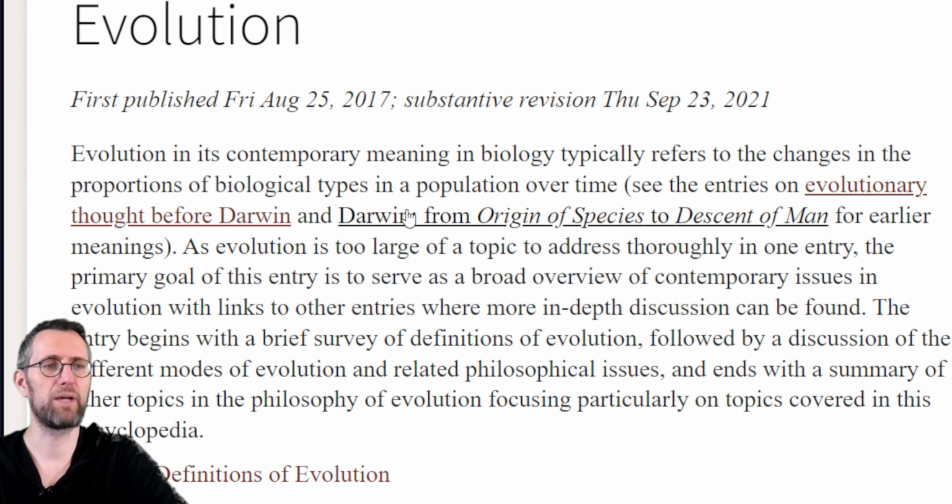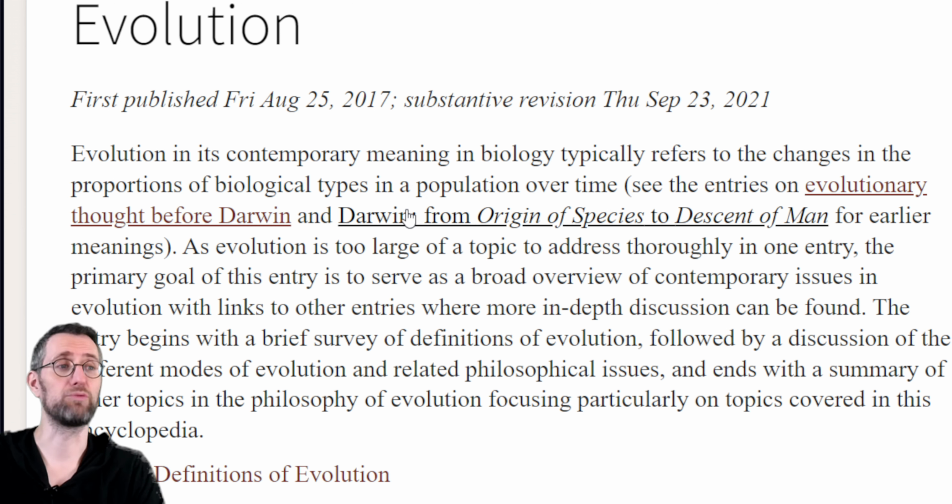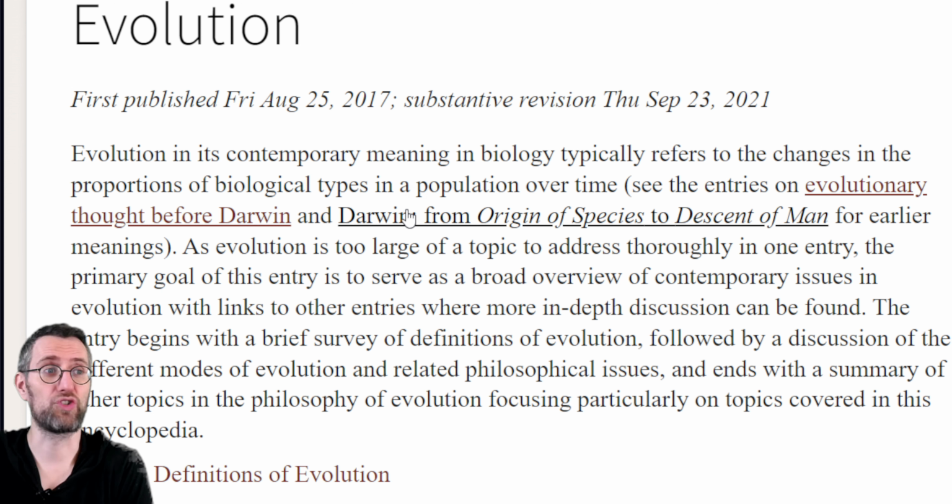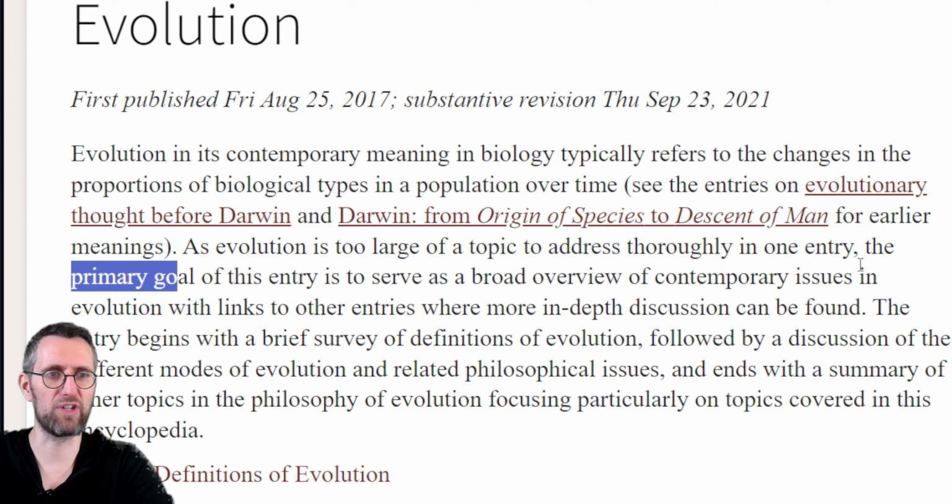So, evolution in its contemporary meaning in biology typically refers to the changes in the proportions of biological types in a population over time. So, evolution means that something changes in a biological type. I don't think that's very controversial, right? And okay, what else do they say? They say it's a very broad issue, so they cannot discuss everything here, but the primary goal is to serve as a broad overview of contemporary issues in evolution with links to other entries.